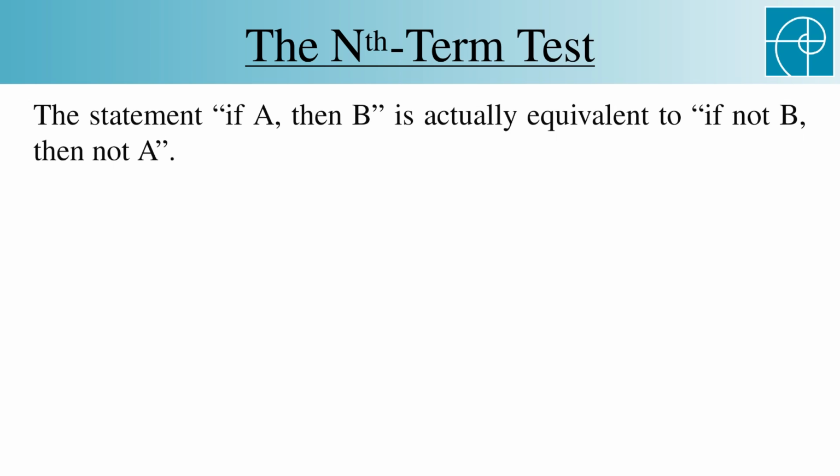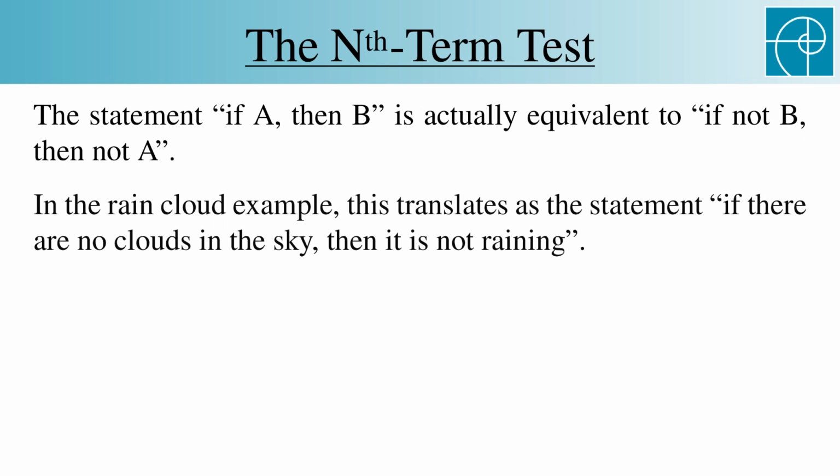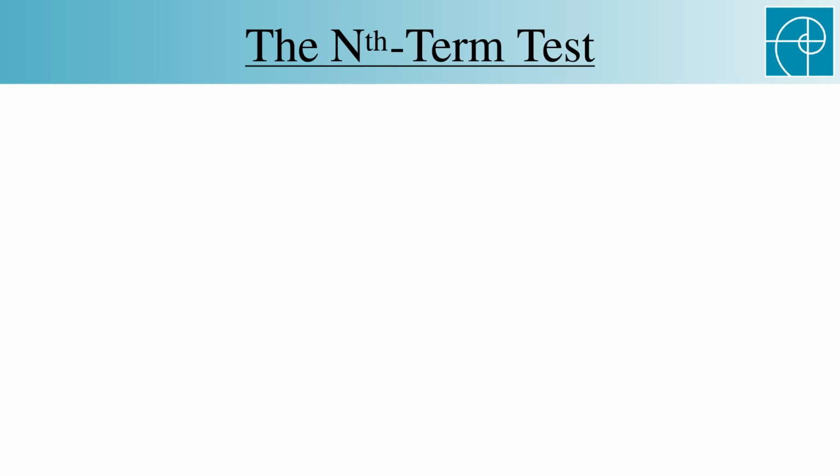The statement "if A, then B" is actually equivalent to "if not B, then not A." In the rain cloud example, this translates as the statement: if there are no clouds in the sky, then it's not raining. Let's go back now to series.